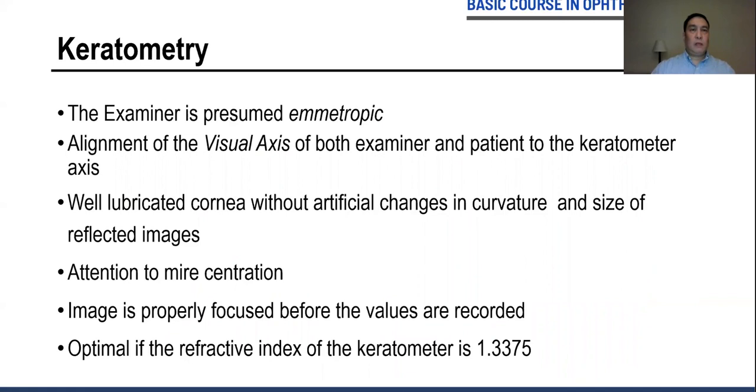Now, keratometry. You have probably seen a keratometer, or performed keratometry. When doing keratometry, the examiner is presumed to be emmetropic, either walang grado or wearing your glasses. There needs to be alignment of the visual axis for both examiner and the patient to the keratometer. You need a well-lubricated cornea without artificial changes in the curvature and size of the reflected images, and you need to pay attention to Meyer centration. The image is properly focused and the values are recorded. It would be optimal if the refractive index of the keratometer is the same as the cornea, 1.3375.